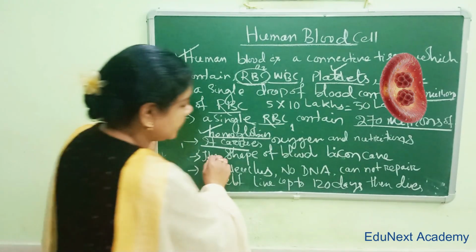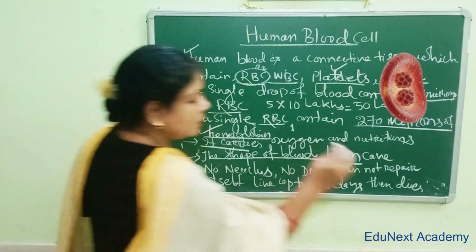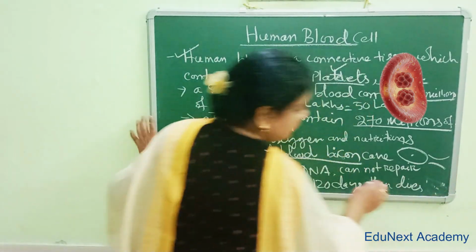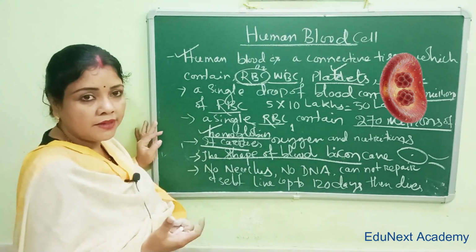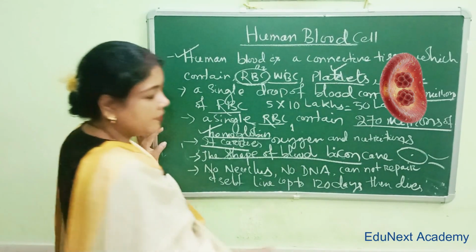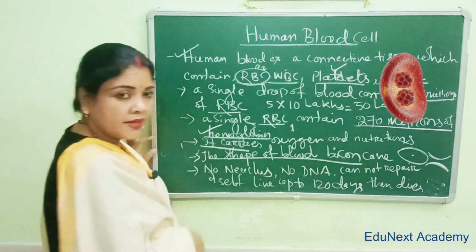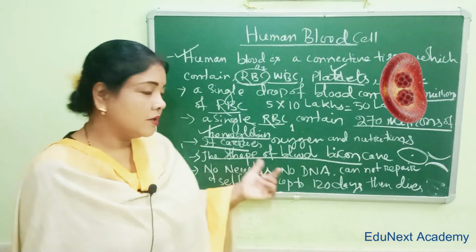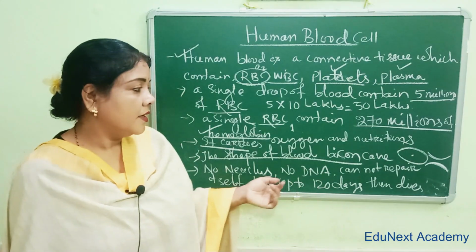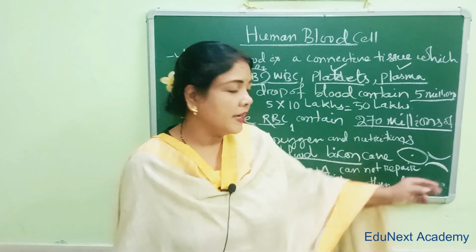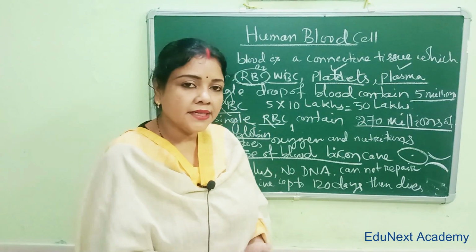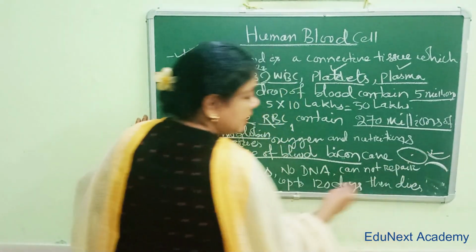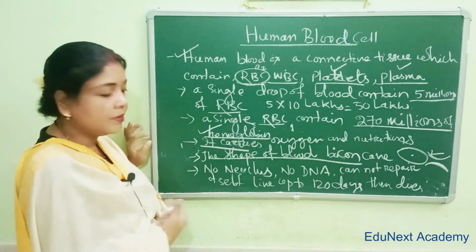Now what is the shape of this blood cell? The shape is just like a donut, and it is also biconcave, like a concave lens on both sides. Due to this biconcave shape, the blood cell is flexible so that it can travel inside very small, tiny capillaries inside our body. That's why the shape of the blood cell helps it travel to every part of our body.